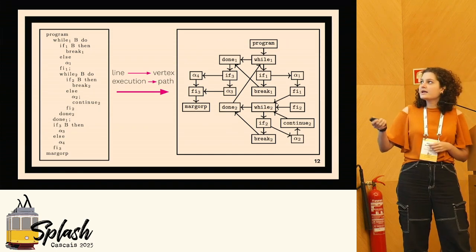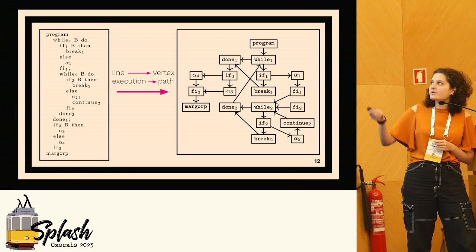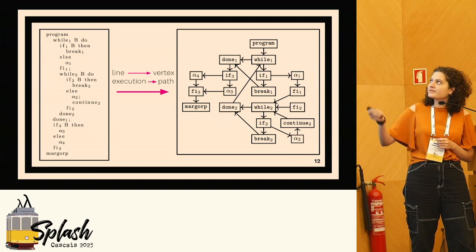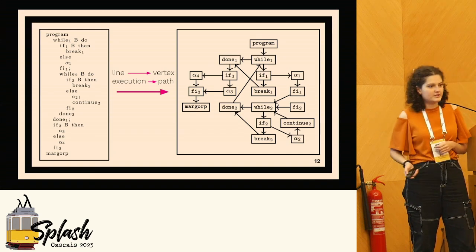And by doing that, every execution of my program corresponds to a path in my control flow graph. So maybe if I'm taking this while loop a couple of times, it's going to be like taking a cycle here, right? And I'll start at the beginning of the program and then end at the end of it.